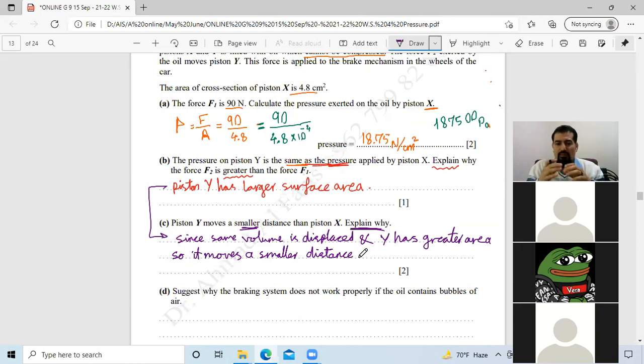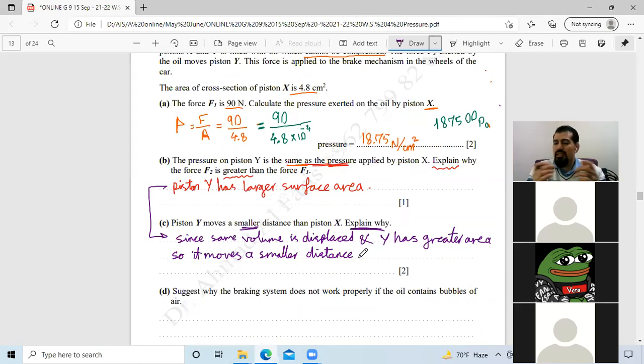Since the same volume is displaced, the volume for piston X and the volume for piston Y is the same, but we have greater surface area for piston Y. So that means we are talking about, yes, exactly. Piston Y has a larger surface area, so it is easier to move.